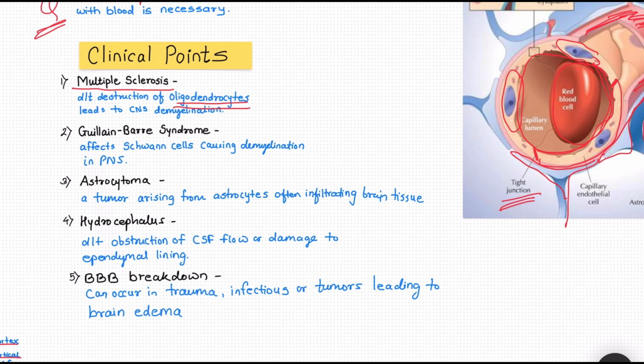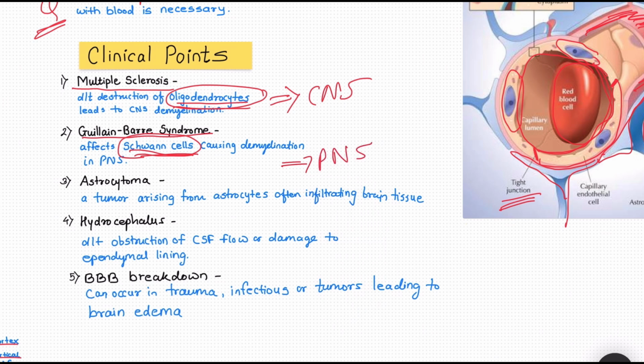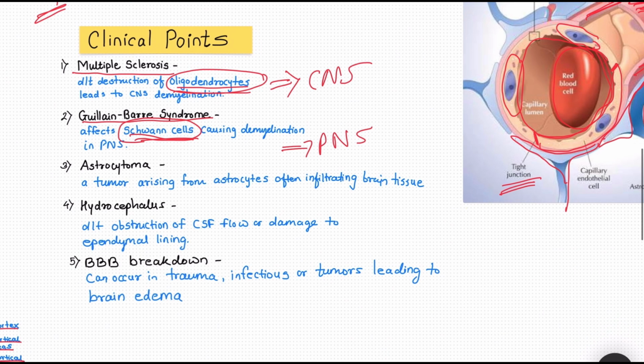Then the second one is Guillain-Barré syndrome. It affects Schwann cells, causing demyelination in the peripheral nervous system. You can say multiple sclerosis and Guillain-Barré syndrome are like brothers. But multiple sclerosis affects oligodendrocytes, which are part of the central nervous system, whereas Guillain-Barré syndrome affects Schwann cells, which are part of the peripheral nervous system. Both cause destruction of myelination. Then astrocytoma is a tumor arising from astrocytes, often infiltrating brain tissue.